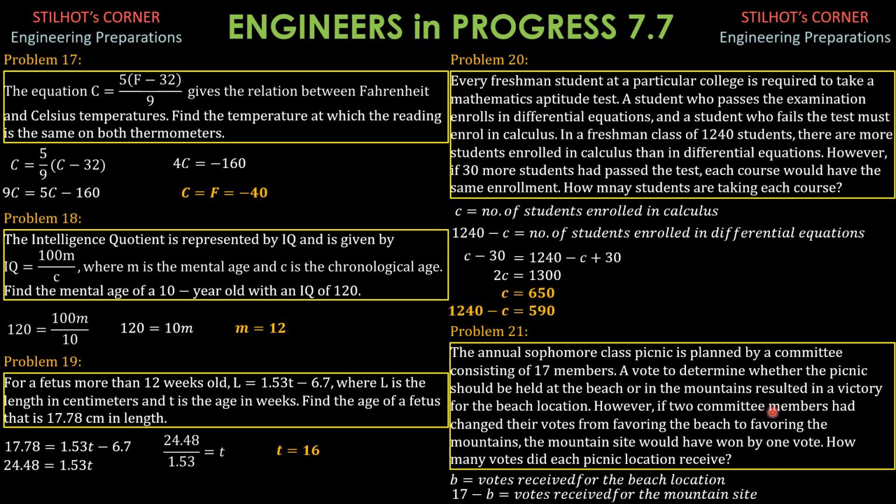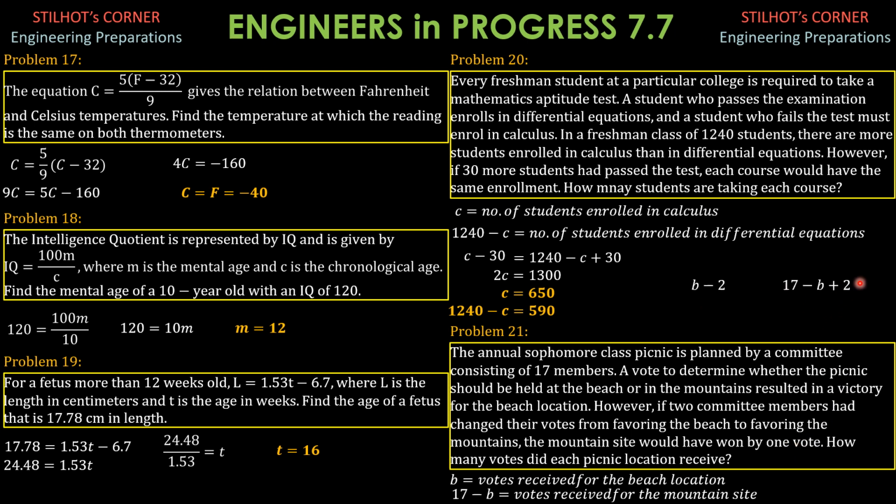Then we have these conditions: if two committee members had changed their votes from favoring the beach to favoring the mountains, the mountain site would have won by one vote. So they are not equal if that's the case. For them to be equal, we should adjust. Since B is greater than 17 minus B, we have B minus 2, and that 2 should be added to the right side, 17 minus B. So B minus 2, then the number of votes received by the mountain site would be 17 minus B plus 2. But take note, these numbers are not equal, because for the condition, the number of votes received by the mountain site would be one greater than the number of votes in the beach location, because it is stated here.